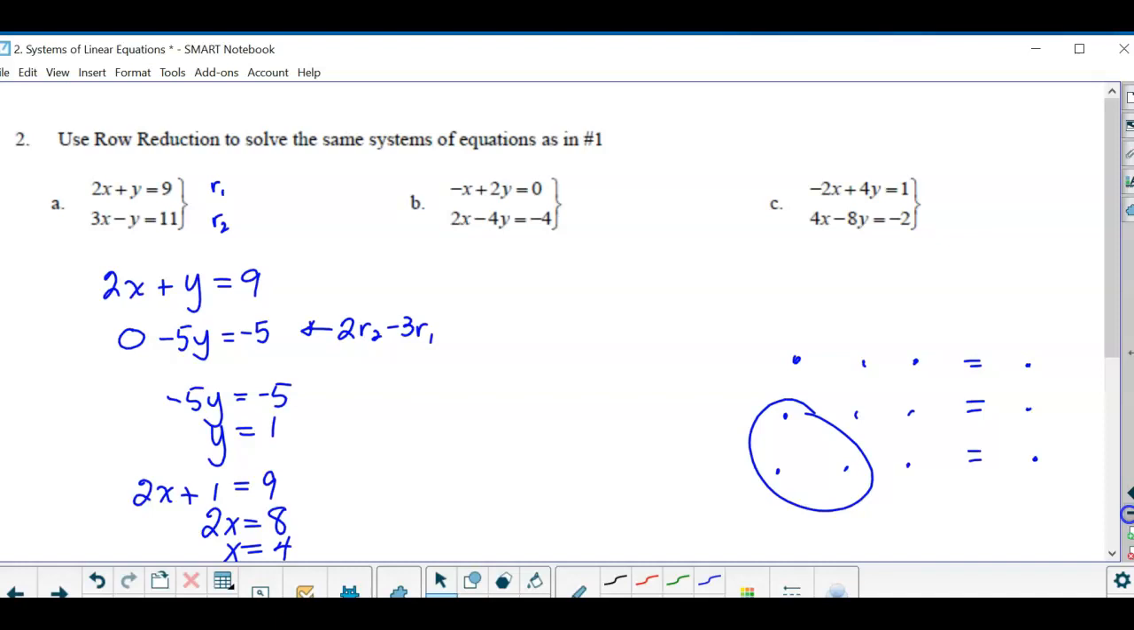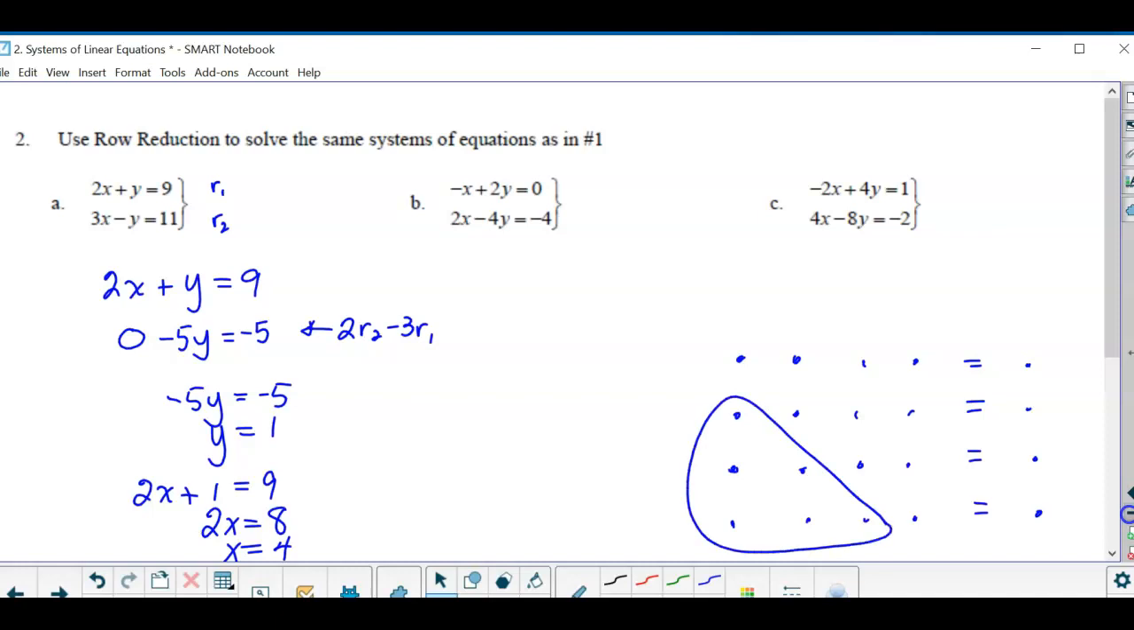All right, if you were doing a 3 by 3, or say we had a 4 by 4 here, then I would be wanting my diagonal, everything here, I'd want to be 0s.